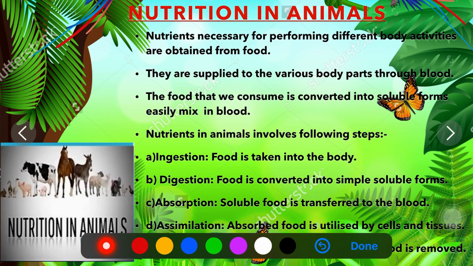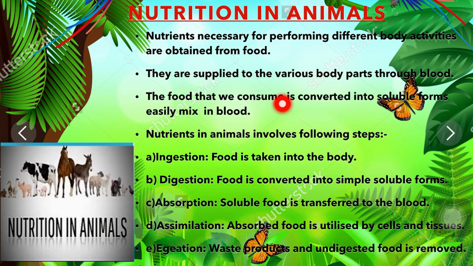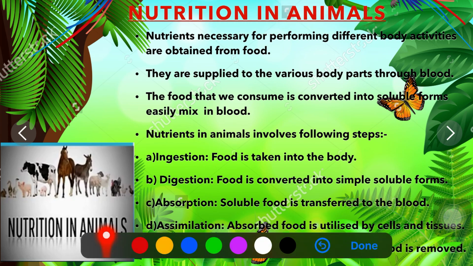Students, before this we had studied about nutrients in plants. Now we will be learning about nutrition in animals. So let us begin with the topic nutrition in animals. Students, nutrients necessary for various activities of the body are obtained from food. As you all know, they are supplied to various parts of the body through blood.